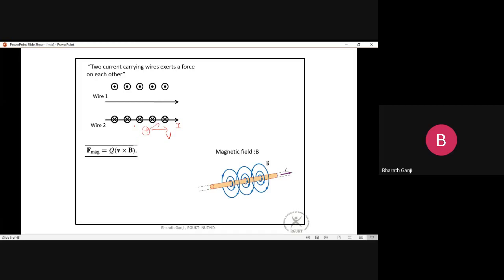So V cross B which direction will it be? So will the V cross B be up or down? It will be up. Okay, so you can see V cross B.